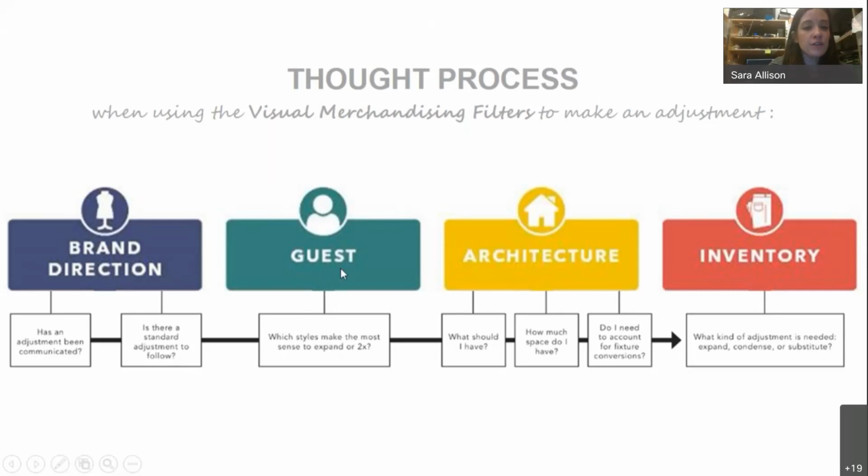Then I look to the guest filter and ask, which styles make the most sense to double expose? If I need to fill in this presentation, what styles am I using? What is my guest loving? What's really resonating? What's doing well for me? Then I look into architecture: what do I own due to my assortment? How much space do I have? Do I need to think about fixture conversions? And then I look at inventory to see what kind of adjustment is needed. So you almost start and end with inventory, because you're saying something's missing or I don't have something. And then you're ending and saying, if I am expanding, condensing, or substituting, what do I own to do that with?